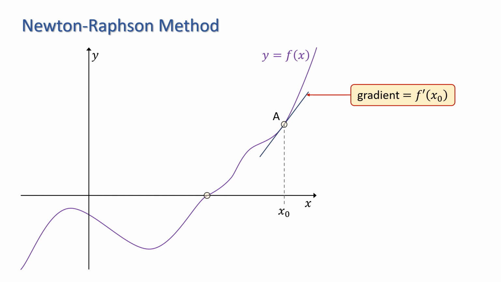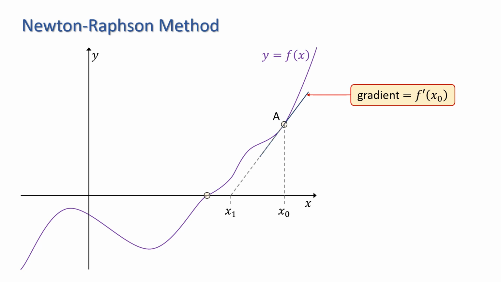Now let us project along the tangent towards the x-axis and denote the point of intersection with the x-axis as x1. Provided we aren't too far away from the root, in particular that the curve doesn't have a turning point between x0 and the root, then x1 will be closer to the root than x0.